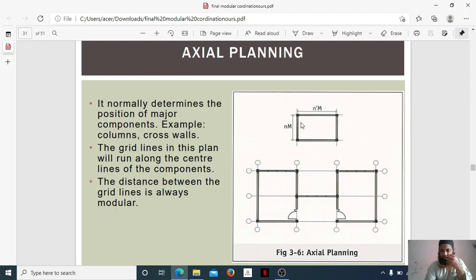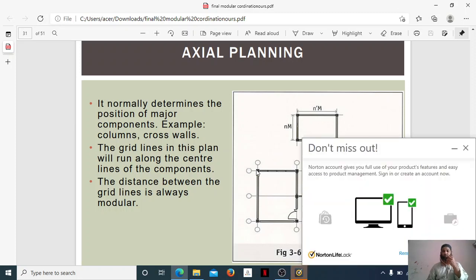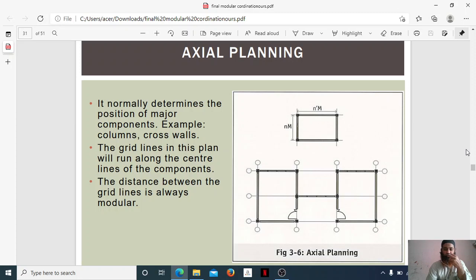These have been marked at the center. So this is called axial planning. In the previous slide you had seen the grids were not marked at the center, but there were two parallel lines, and everything was placed onto those lines only. Here, because this is the column marking or cross walls marking, we need everything center to center distance. So this type of planning is very essential and helpful at this stage.